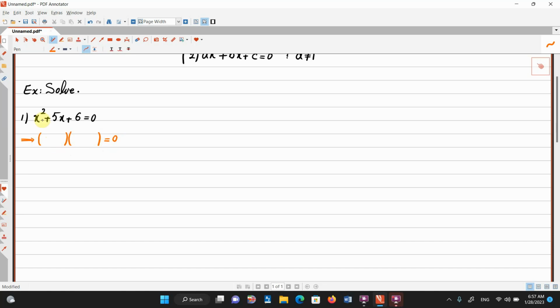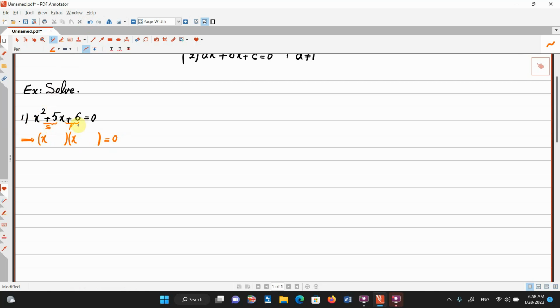Inside each of these parentheses, the square root of this term should be set. What is the square root of x squared? That is x. An x here and another x here. This number stands for product and this one stands for sum. Then we should look for two numbers. Their product is positive 6 and their sum is positive 5.